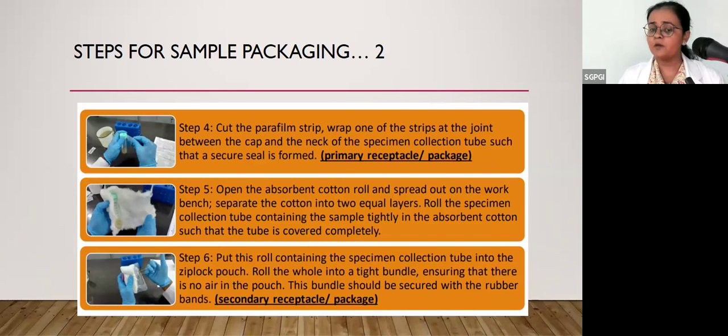Then open the absorbent cotton roll and spread it out on the workbench. Separate the cotton into 2 equal layers. Roll the specimen collection tube containing the sample tightly in the absorbent cotton such that the tube is covered completely.